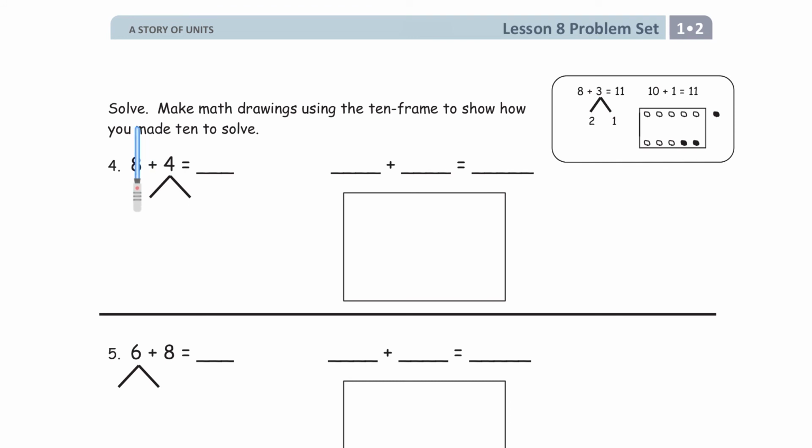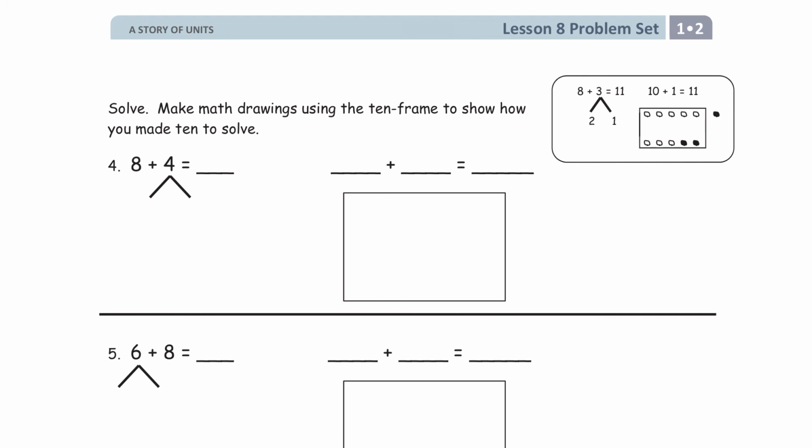All right, boys and girls, let's take a look at numbers 4, 5, and 6. So numbers 4, 5, and 6, the directions are solve. Make math drawings using the 10 frame to show how you made 10 to solve. So they have it set up for us here. Here we have 8 plus 4, and then we have the mini number bond set up. So let's start right over here.